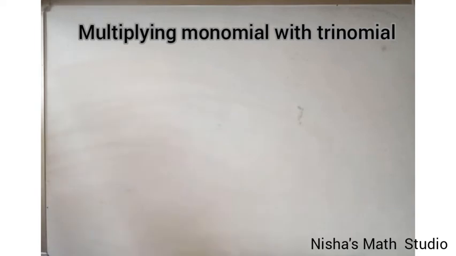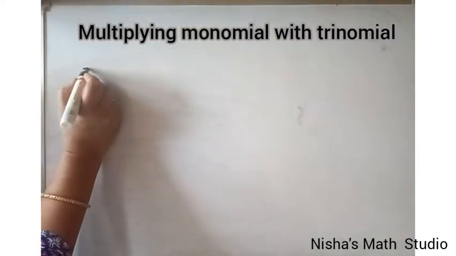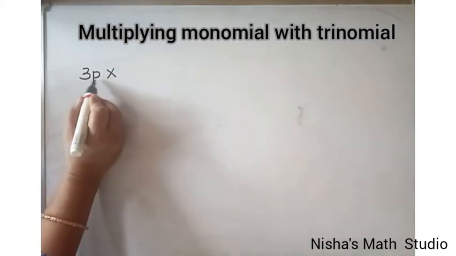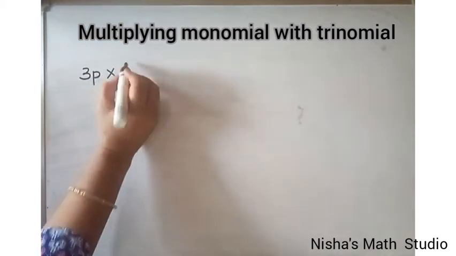Next we'll multiply a monomial with trinomial. Monomial is having one term and trinomial is having 3 terms. Let's take an example. 3p multiplied by, see this is one term, so this is a monomial.